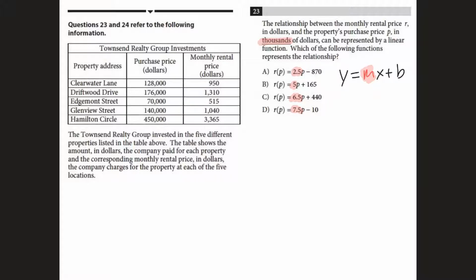So let's see, the rate of change is going to be the rental price is our output. So the rate of change is going to equal the change in the rental price, and the purchase price is our input, so divided by the change in our input. So let's just take any 2 data points from our table. These models are linear, so the rate of change should be constant. I'm just going to take the first 2.